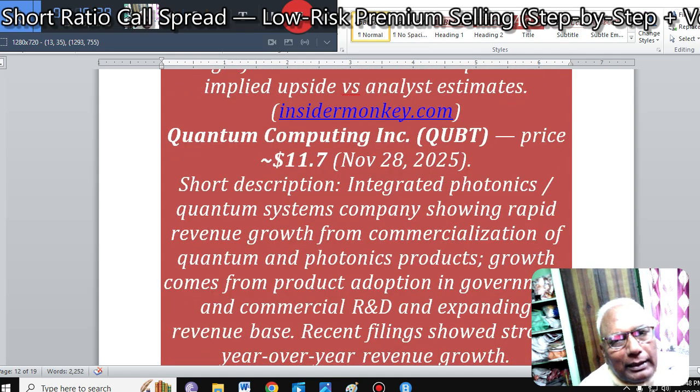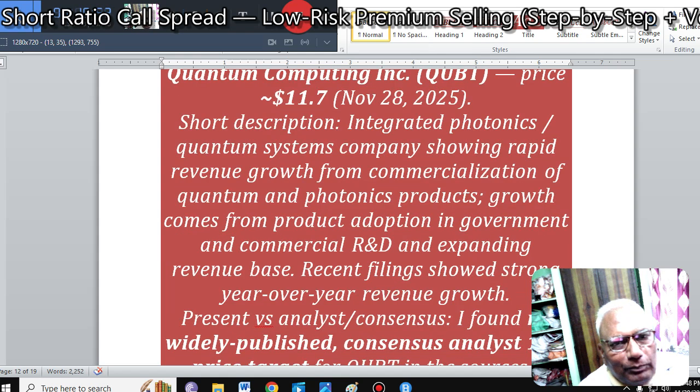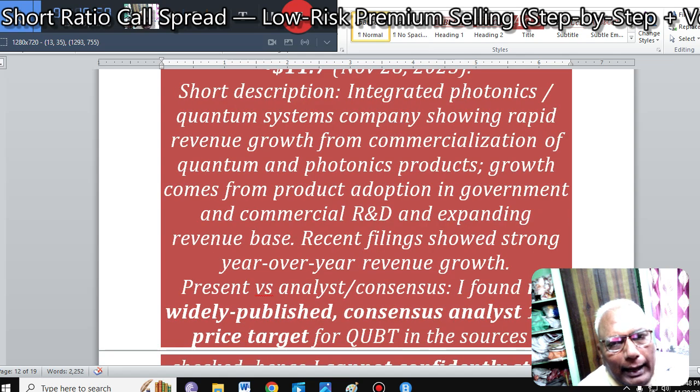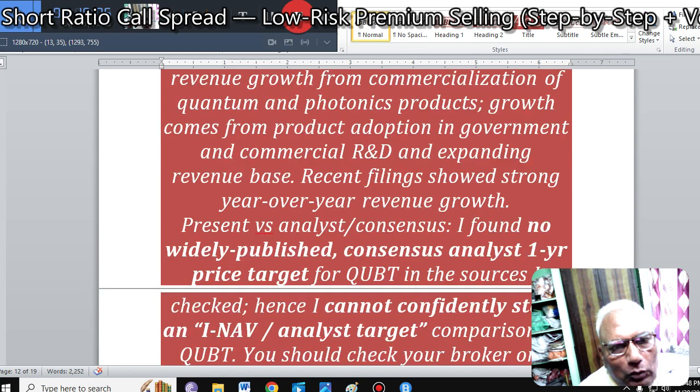Quantum Computing Inc. Price $11.70, November 28, 2025. Short description: integrated photonics quantum systems company showing rapid revenue growth from commercialization of quantum and photonics products. Growth comes from product adoption in government and commercial R&D and an expanding revenue base. Recent filings show strong year-over-year revenue growth.